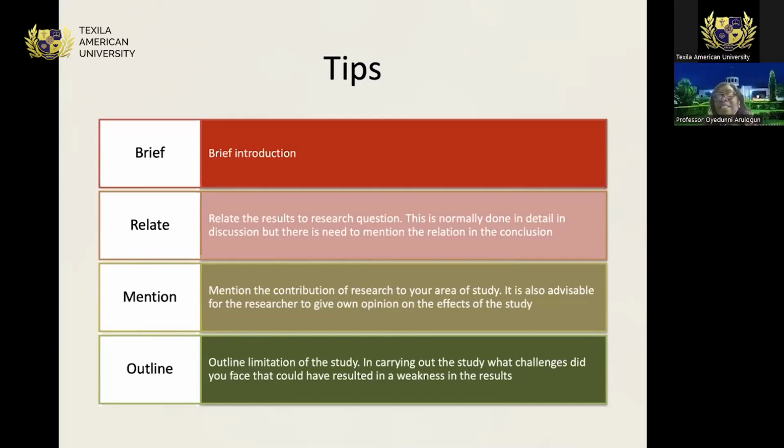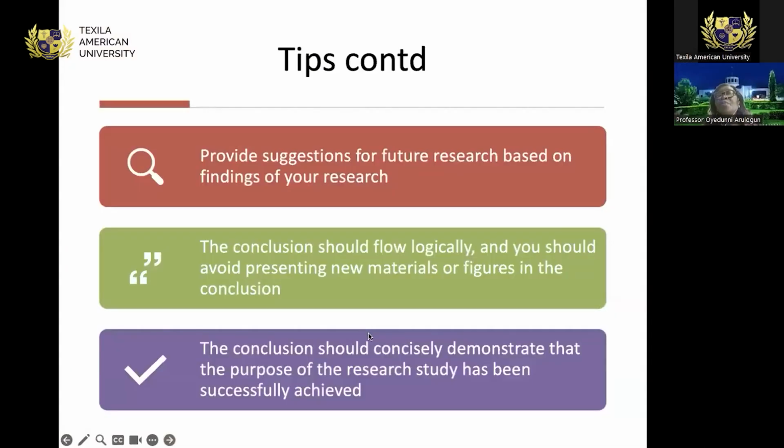We should outline the limitations of the study. In carrying out the study, we need to talk about what challenges we faced. So we need to provide suggestions for future research, and the conclusion will flow logically, and we should avoid presenting new materials or figures in the conclusion. So the conclusion is not a section where we will start to give new data. Since it is a conclusion of everything that we have presented earlier, the conclusion should concisely demonstrate that the purpose of the research has been successfully achieved.